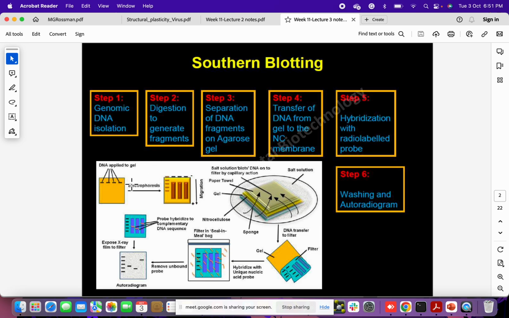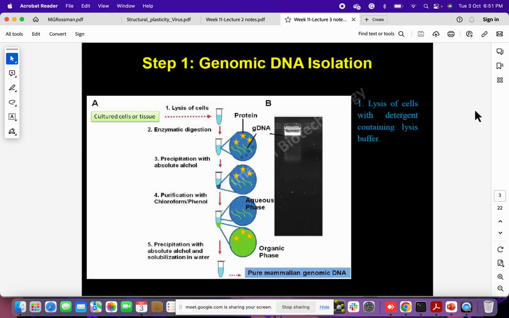DNA is applied to the gel, then you do electrophoresis. The probe hybridizes to the complementary DNA sequence and is exposed to X-ray. Before that you have to do the transfer, same as for RNA. You transfer to the nitrocellulose membrane, and then hybridize with a unique nucleic acid probe, and then you will be able to see it.